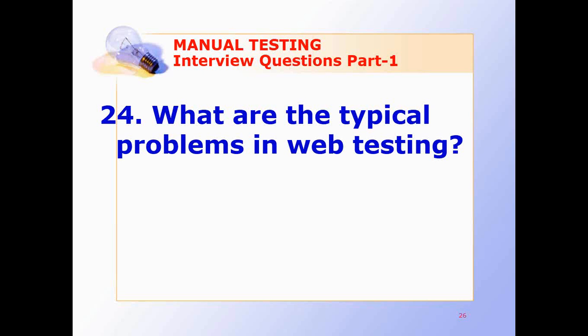What are the typical problems in web testing? The following problems may arise in web testing. They are functionality problems, user interface related problems, performance related problems, database related problems, OS compatibility problems, browser compatibility problems, security related problems, load related problems, and navigation problems.